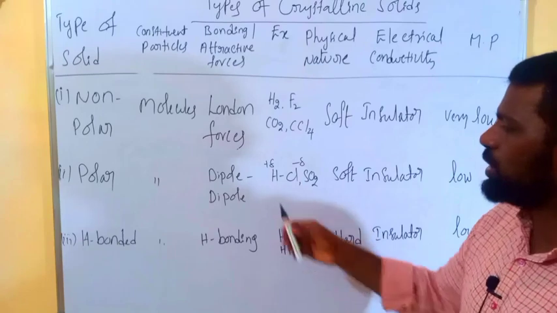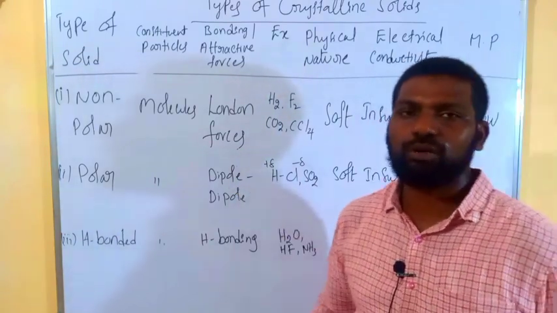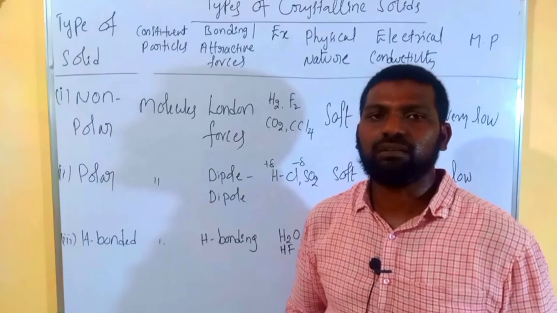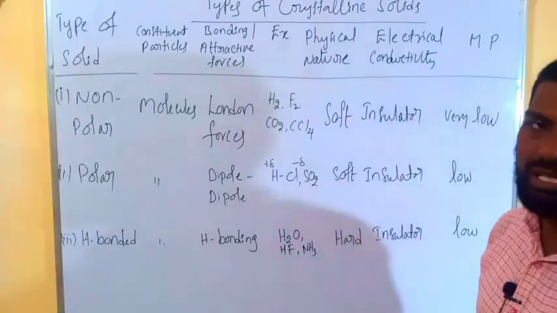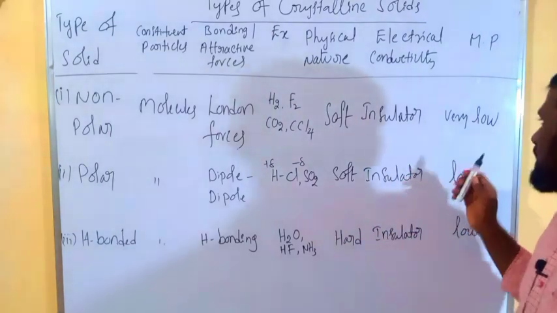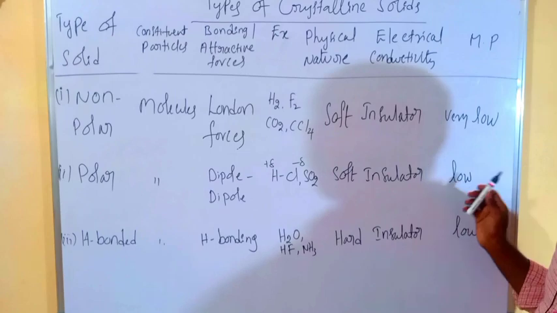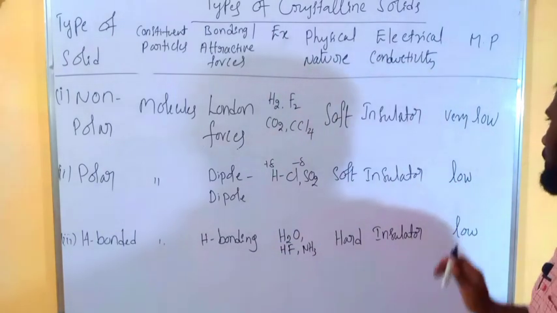Though they have dipole-dipole interactions, stronger than in non-polar molecular solids, they exist in the form of liquids or gases. They are also soft in nature. They are also insulators. Their melting points are relatively high, but compared to other crystalline solids, they are very low.